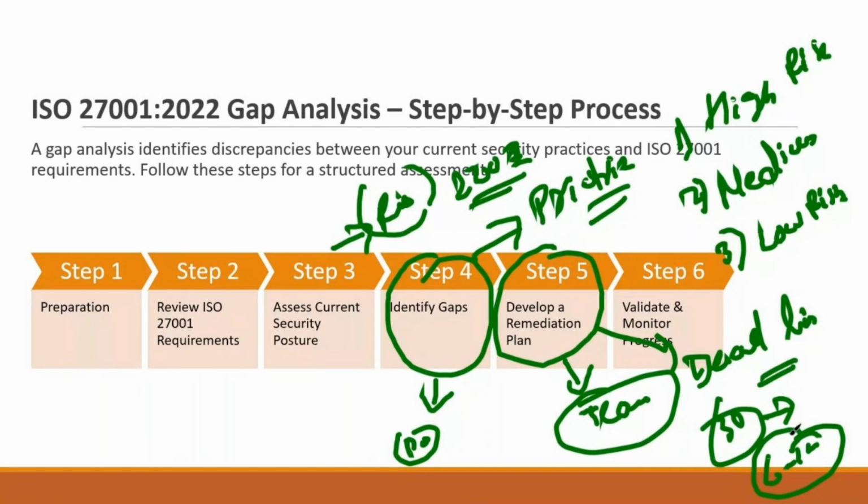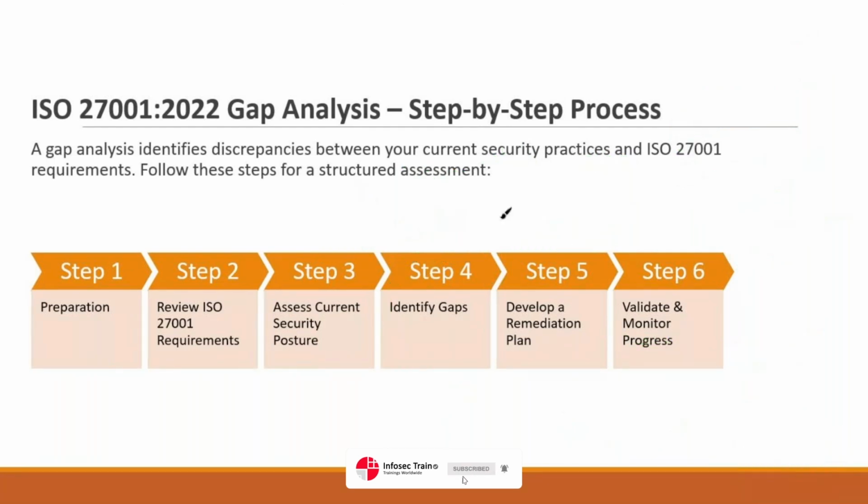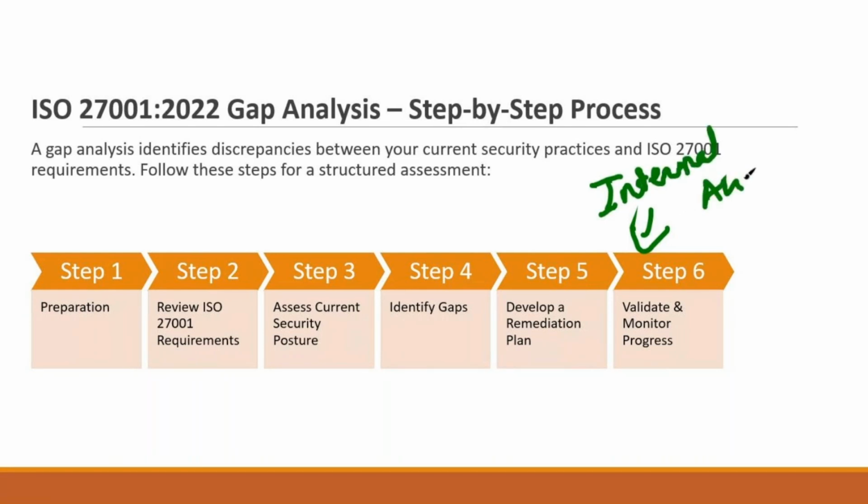Now once we have the timeline for the remediation plan, we will move to step number 6. What has step number 6 been saying? It says validate, monitor the progress, verify. How are you going to verify? Internal audit. Schedule a gap analysis annually. So like this I am going to validate and monitor the progress on a regular basis.